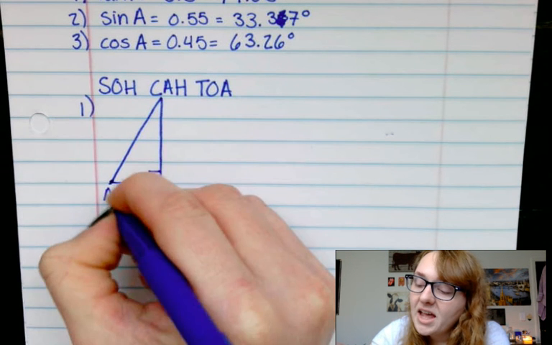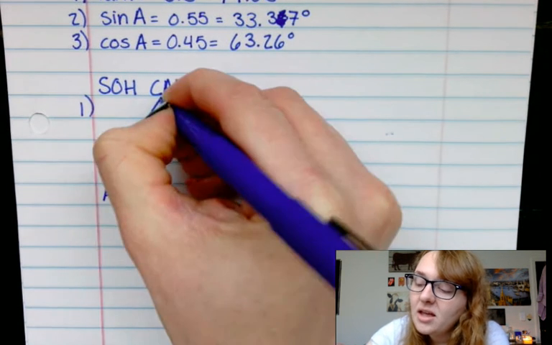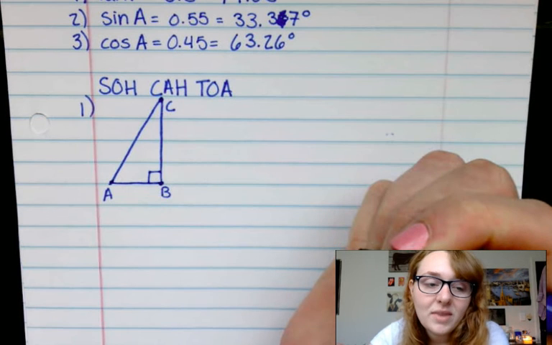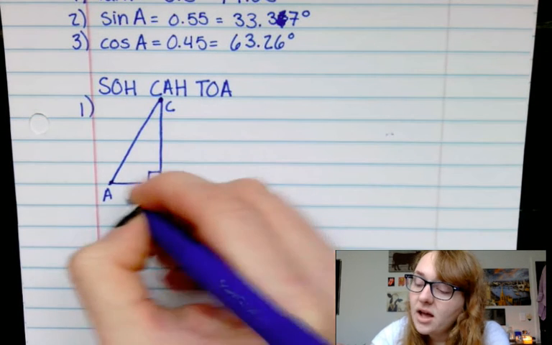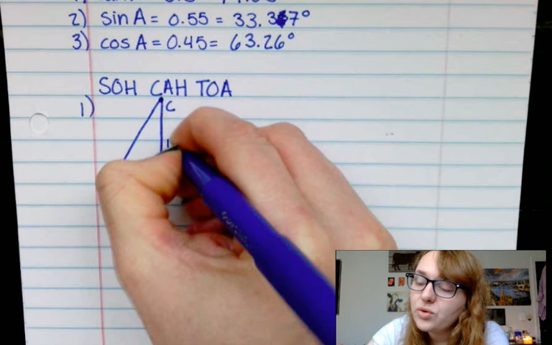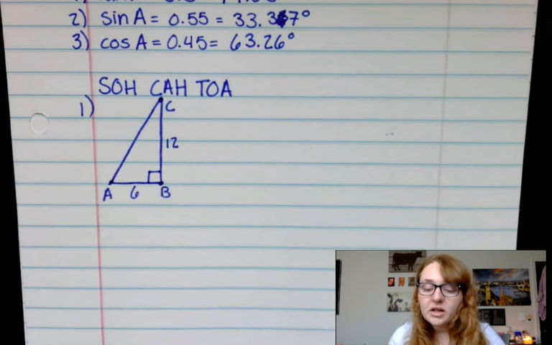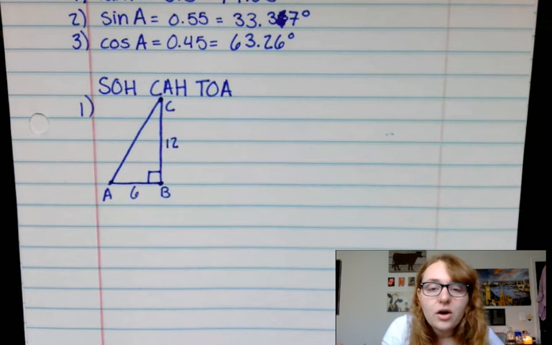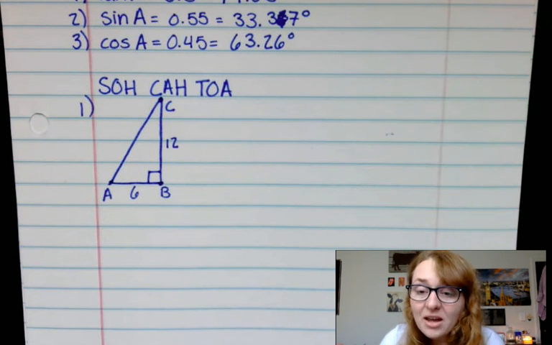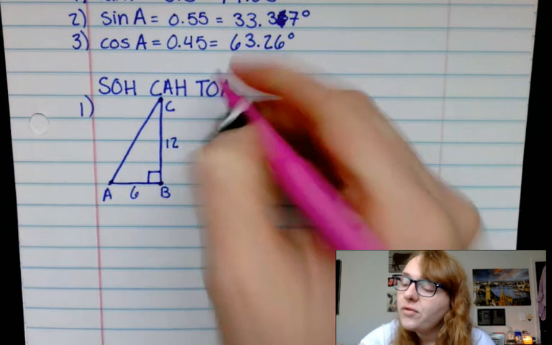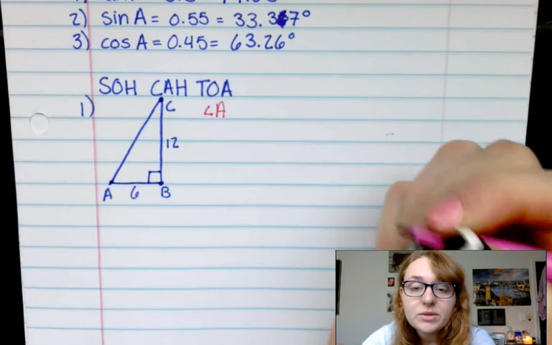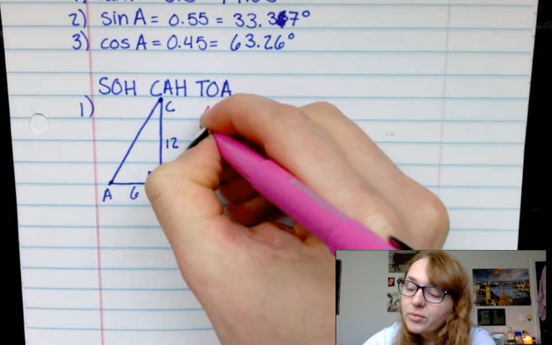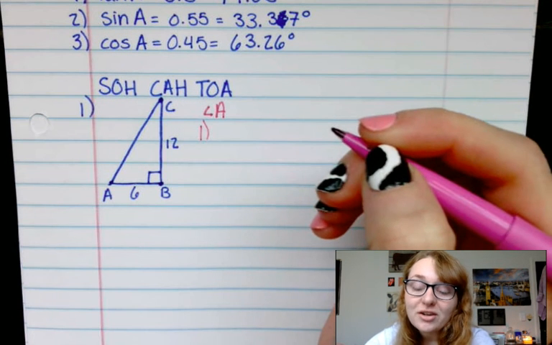We have point A, point B, and point C, and we have the side lengths of 6 and 12. So we're going to find the degree measure of both of our acute angles, so both A and C. All right, so I'm going to start with A, but it does not matter which one you start with. So to solve for angle A, I'm going to do this one in pink. We have our 3 steps: our setup, our substitute, and our solve.